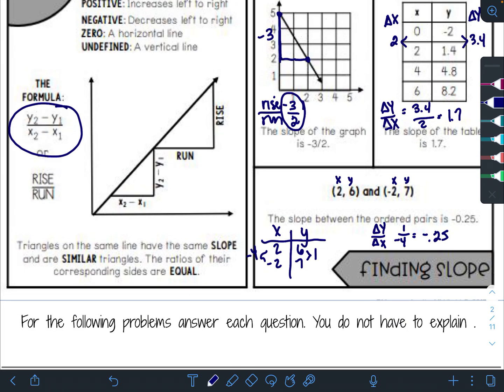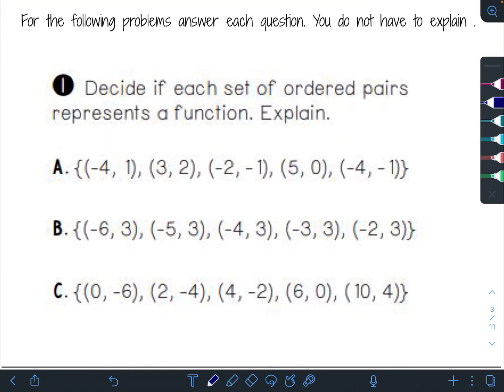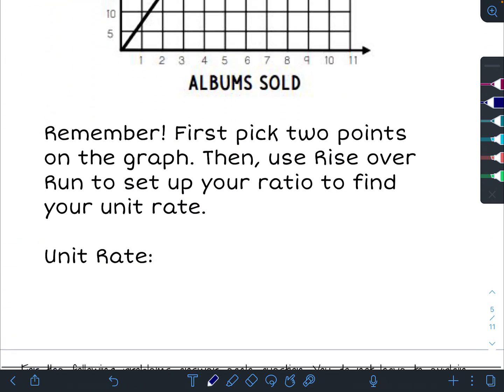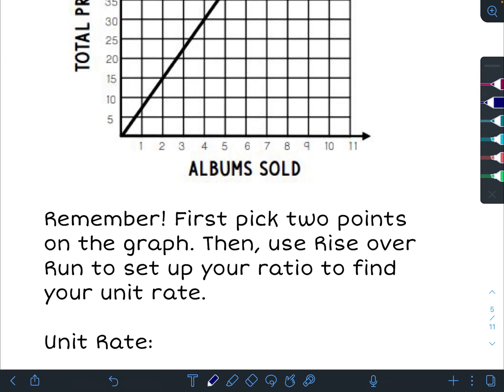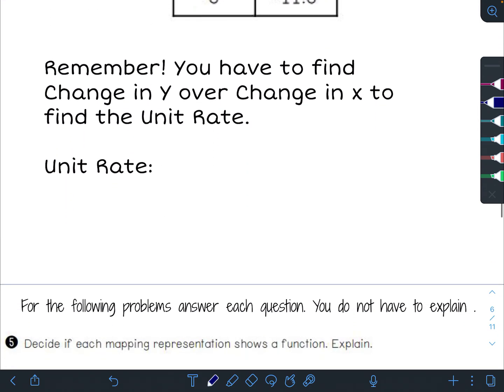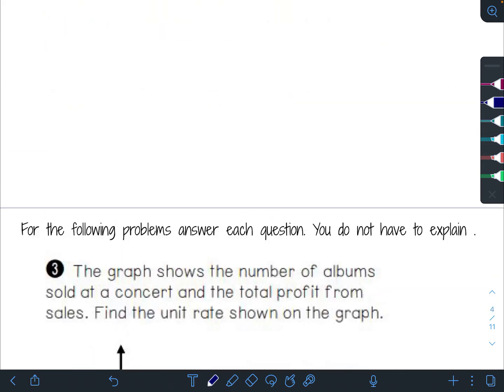So whenever you're going through these, I've put some different hints on some of them to help you out. Like remember, first pick 2 points on the graph. And then I helped you out with the change in Y over change in X. So go through and practice those.